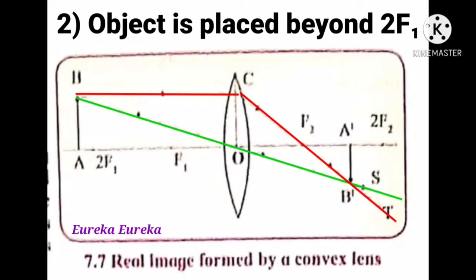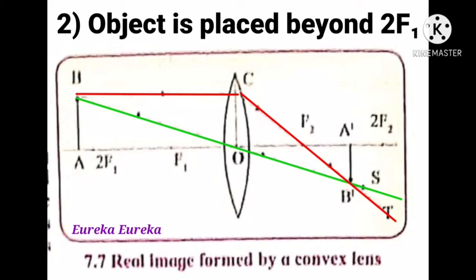So here this is figure 7.7 from our textbook, and real image it is formed by a convex lens when the object it is placed beyond 2f1. म्हणजे 2f1 च्याही पुढे ज्यावेळी आपण ऑब्जेक्ट प्लेस करत आहोत त्यावेळी आपल्याला रियल इमेज मिळणार आहे. And here the rays which are shown are the ray of light which is parallel to the principal axis. After refraction it passes through the focus f2 on the other side of the convex lens.